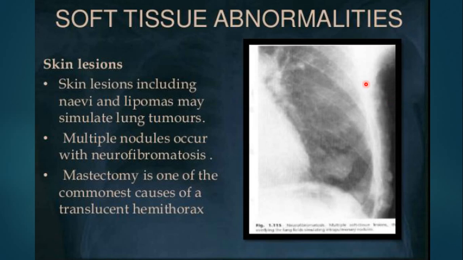Multiple nodules, like here in this case, you can see there are multiple skin nodules everywhere. They are very characteristic of neurofibromatosis, and of course you can see them by naked eye. You just look at the chest or the face of the patient and you see innumerable skin nodules. Mastectomy is one of the commonest causes of translucent hemithorax, as we said previously, and in case of mastectomy you will see no breast shadow and no axillary fold.